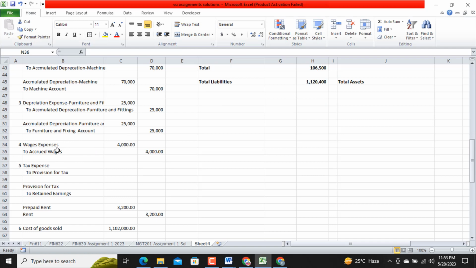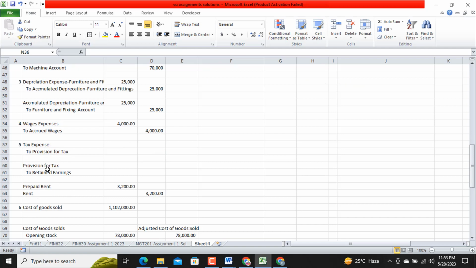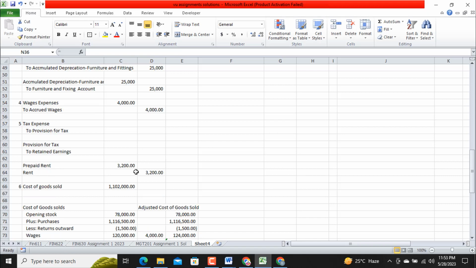Come to the wages expense and accrued wages. So 4,000 will add to the value of the wages by this amount, and another account, a current liability account, is created under the heading current liabilities in the balance sheet. For tax expense we need to determine the earnings before tax first, then we will find the provision for tax. The provision for tax will be closed into the retained earnings section of the balance sheet.